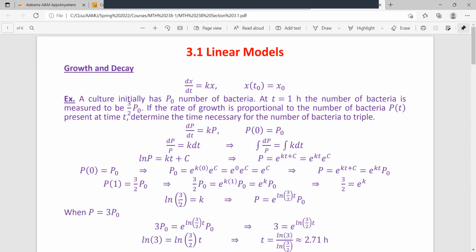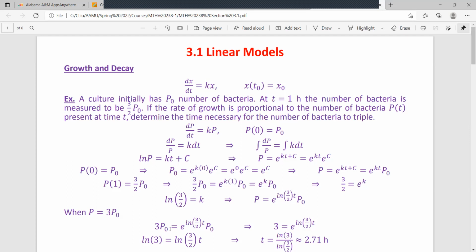We want to know when the number of bacteria will triple. So that means P will be 3 times P0. Okay. And then we need to find out what T is. Okay. So just plug in 3P0 for P in the solution.